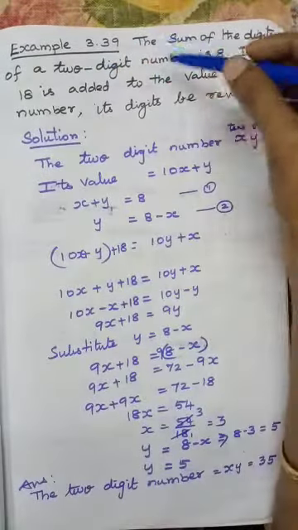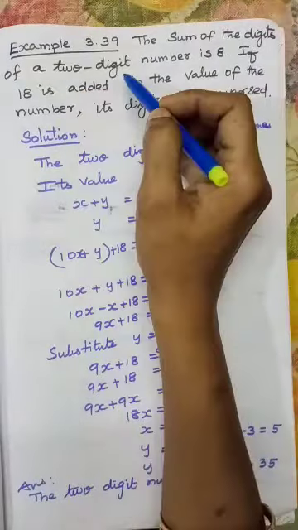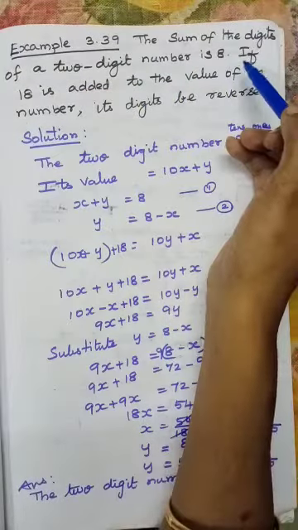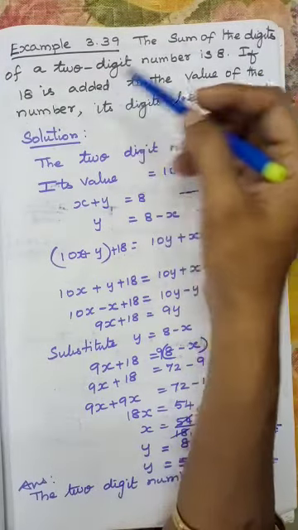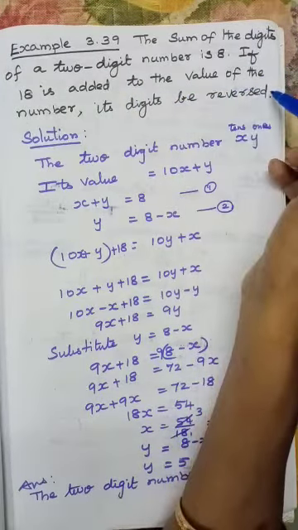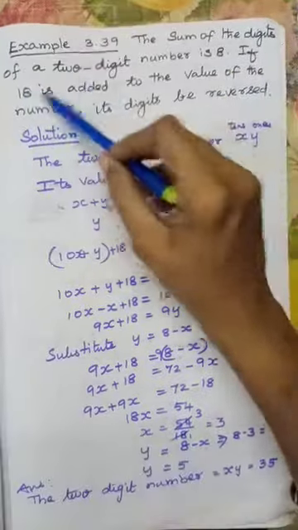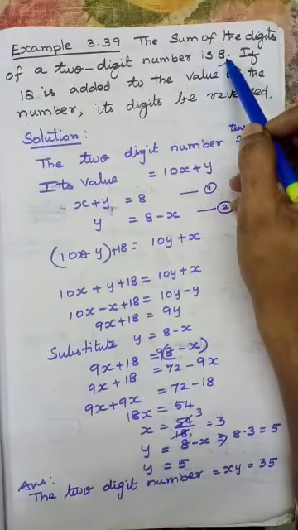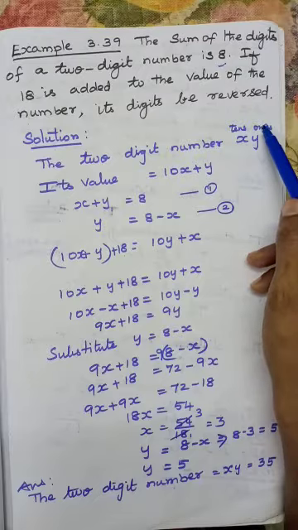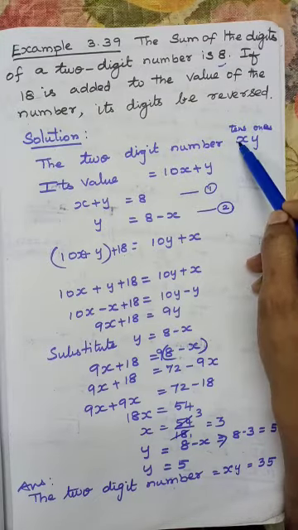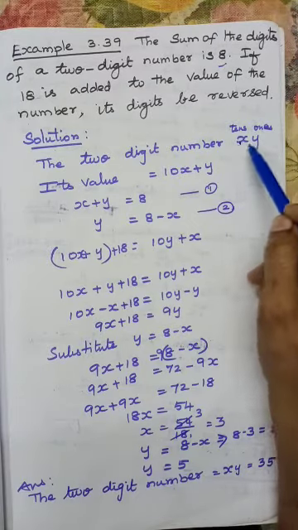Now we shall see example 3.39. The sum of the digits of a two-digit number is 8. If 18 is added to the value of the number, its digits are reversed. So the sum of the digits of the two-digit number is 8. So the 2-digit number is xy. This is the ones place and this is the tens place, isn't it? This is a 2-digit number. We don't know the 2-digit number. We have to find the number.